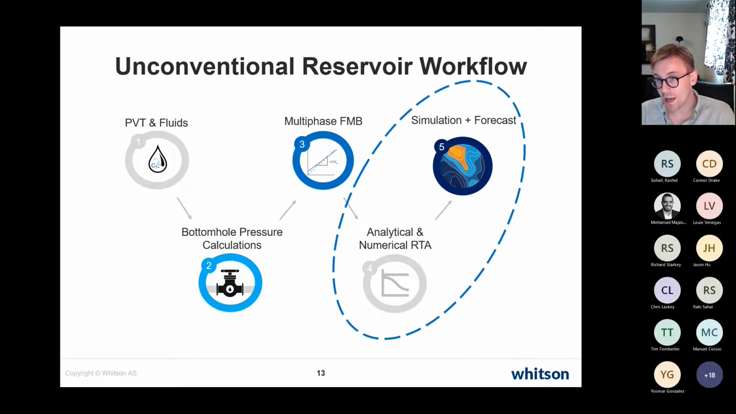And our focus today will be related to these two parts right here, part 4 and 5. So a little bit more in detail on those two things.